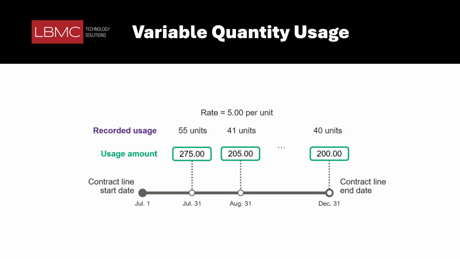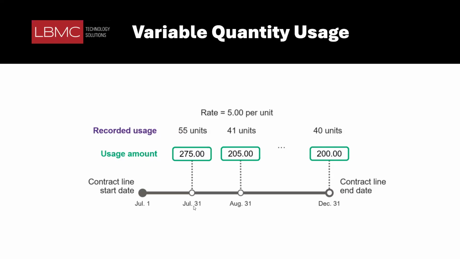It is not deferred. So looking at this example here, we have a rate of $5 per unit. We can see over here in July that we recorded 55 units. So our usage amount is $275. Now, they are billing that out on July 31st. We do have a lot of customers who tend to not get that usage number until maybe the beginning or mid of the following month. And so they may be billing out July's usage in August, and so on and so forth.